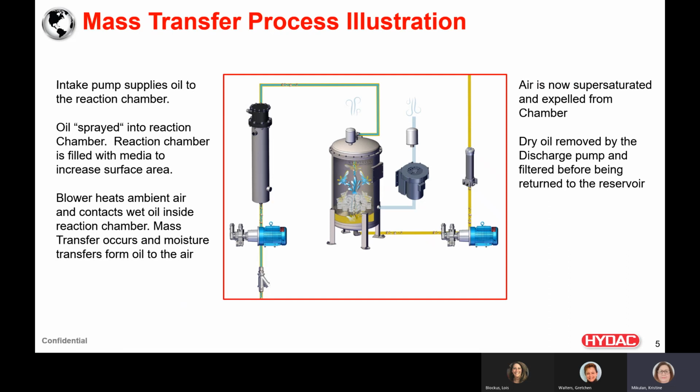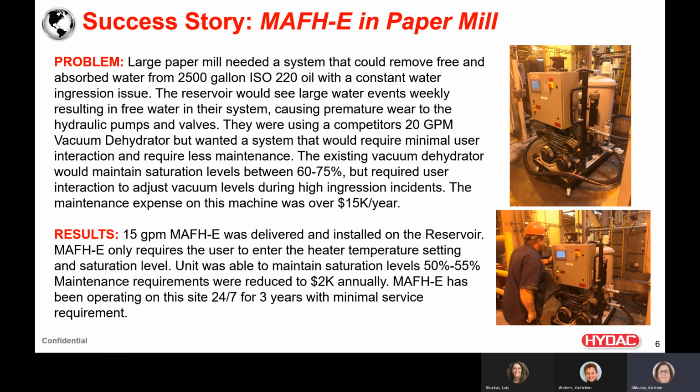So peppered throughout this presentation, you will see some success stories where we've rented and or sold our product into various industries. Our success story with our MAFHE was in a paper mill. They had a very large reservoir, about 2,500 gallons of an ISO 220 oil. They had constant water ingression in the oil. They were seeing large water events weekly, resulting in free water in their system. We know the free water was causing premature wear to the pumps and valves.